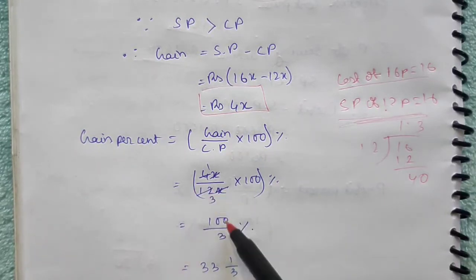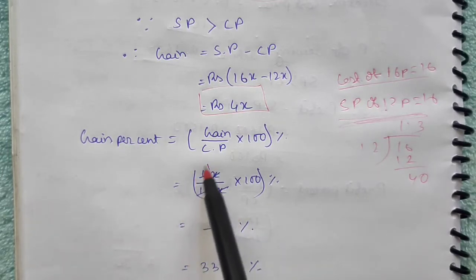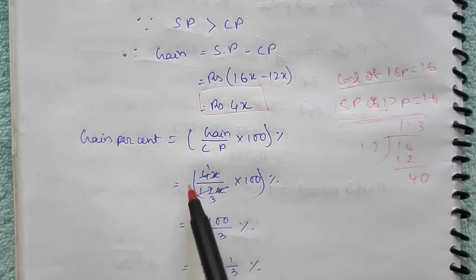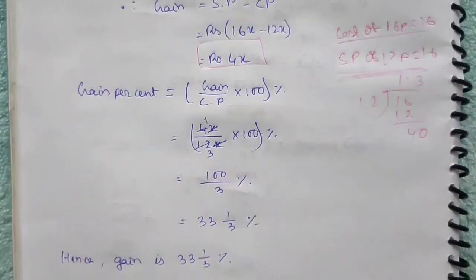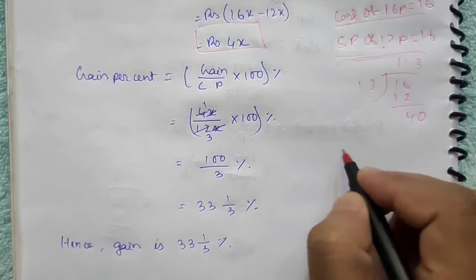The x's got cancelled, then 4 into 1 is 4 and 4 into 3 is 12, isn't it? Numerator into numerator: 1 into 100 is 100, then 100 divided by 3. So we have converted this 100 divided by 3 into the mixed fraction, which is 33 and 1 by 3%. Up to this clear? Okay, let's have a look at how this 33 and 1 by 3% came.